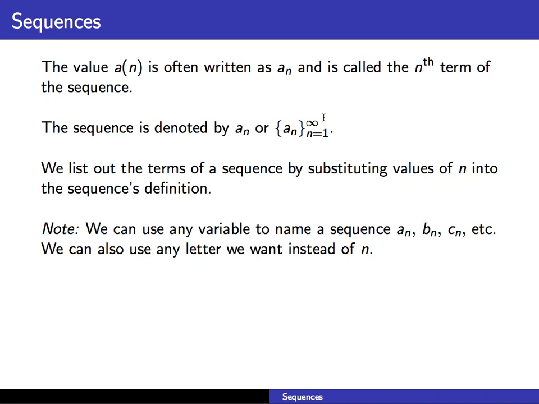Note, though, that just like with functions, we don't have to use f and g all the time. We can use any letter we want. So we could have a sub n, b sub n, c sub n, etc. We can also use any letter we want instead of n. So just like we can do f of r or f of t with functions, we can also use, let's say, a sub i or b sub k. Typically, for the letter that we evaluate at, we use letters around the middle of the alphabet: i, j, k, m, and n.